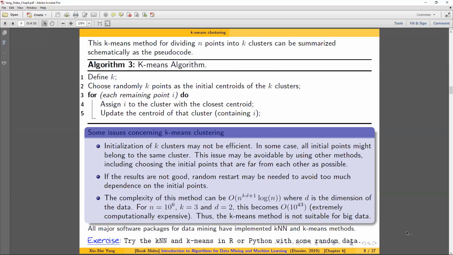Okay, this is K-means clustering. Remember that we discussed hierarchical clustering, k-nearest neighbor, and K-means clustering. Just be aware that k-nearest neighbor is a classification algorithm, but the other two are clustering algorithms. Okay, I'll stop here and we'll continue our discussion next time.